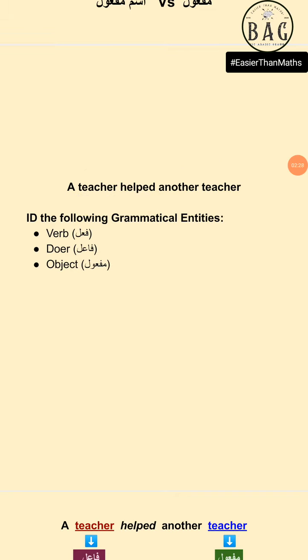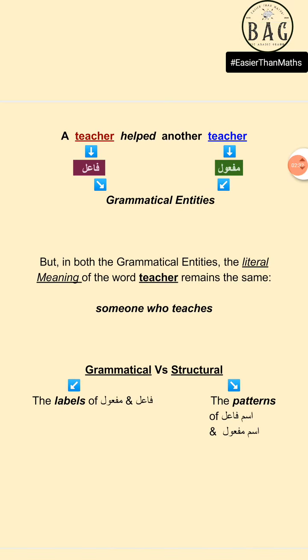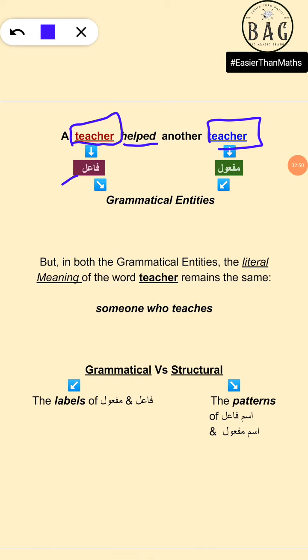Now let's build on this concept or this example. So as you can see, this is our verb, right? This over here can be labeled as fa'il, right? And this over here can be labeled as maf'ul, right?